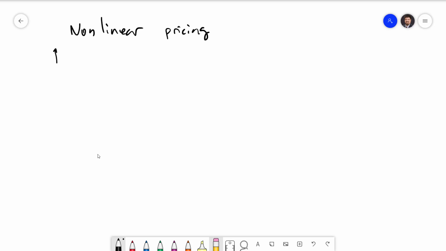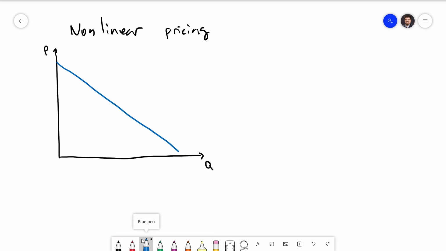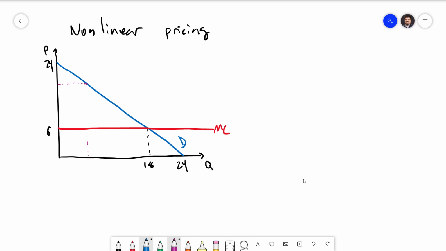To illustrate nonlinear pricing, let's start with drawing the graph. As we found in the previous example, the socially efficient quantity is 18, so I'll just put that in. The idea with nonlinear pricing is we are going to charge a high initial price for the first set of units, and then drop the price down for the next set of units.